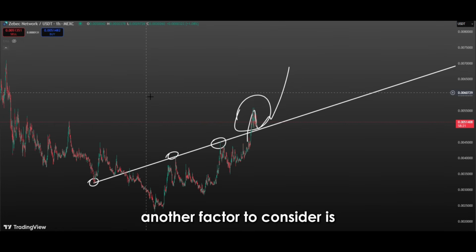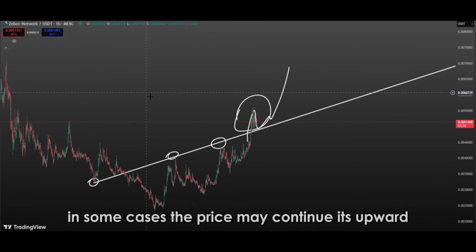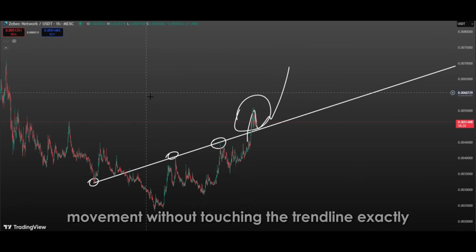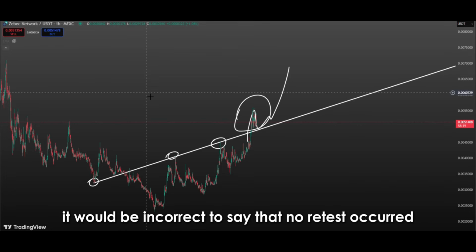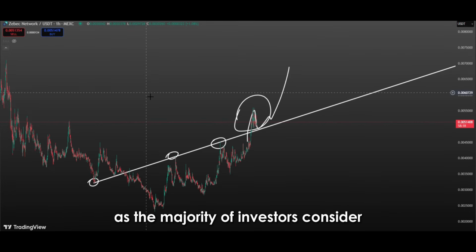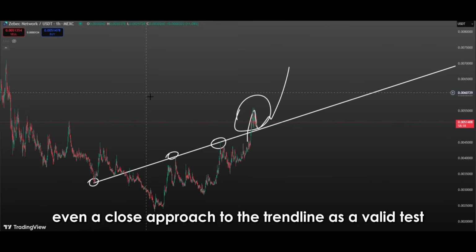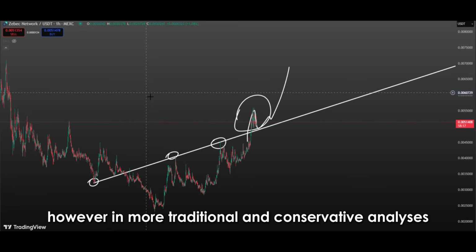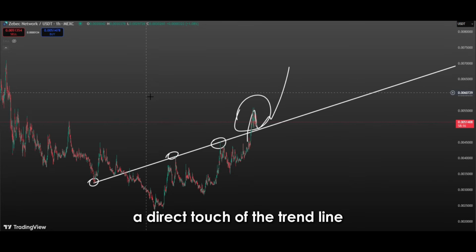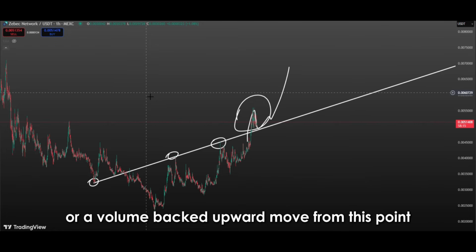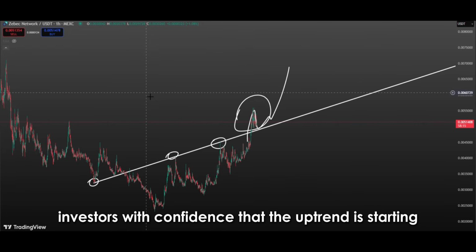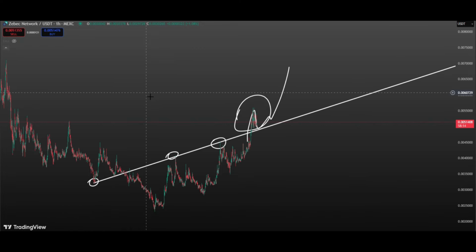Another factor to consider is how deep the retest might be. In some cases, the price may continue its upward movement without touching the trend line exactly. In such cases, it would be incorrect to say that no retest occurred, as the majority of investors consider even a close approach to the trend line as a valid test. However, in more traditional and conservative analyses, a direct touch of the trend line followed by a bounce is expected. A green candlestick or a volume-backed upward move from this point provides investors with confidence that the uptrend is starting.